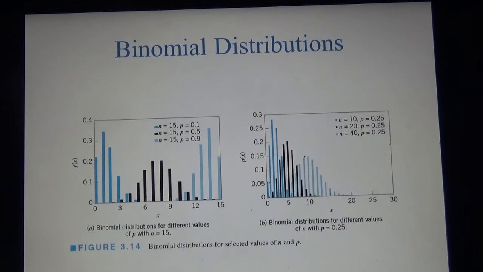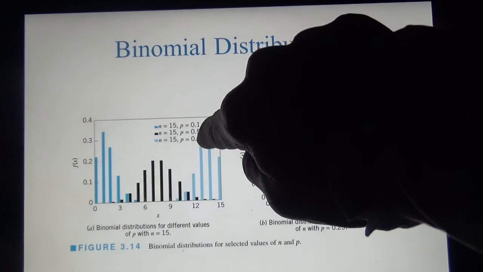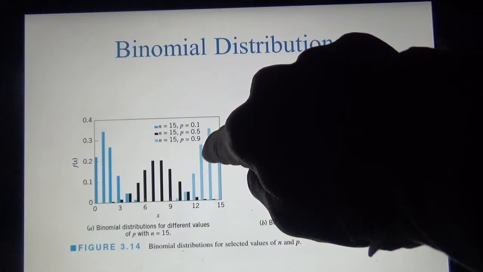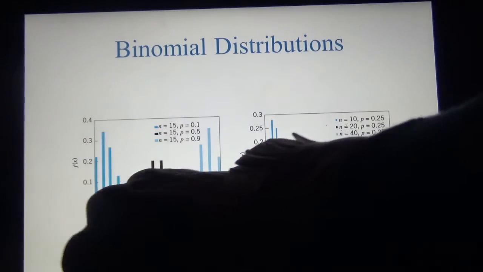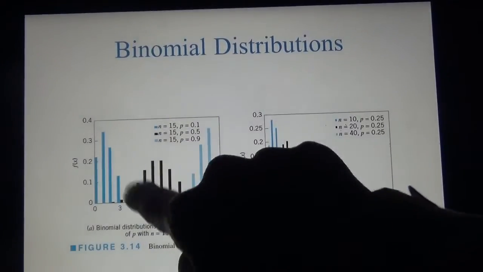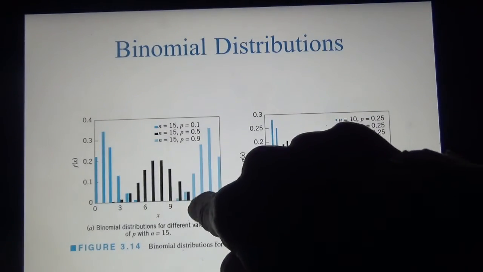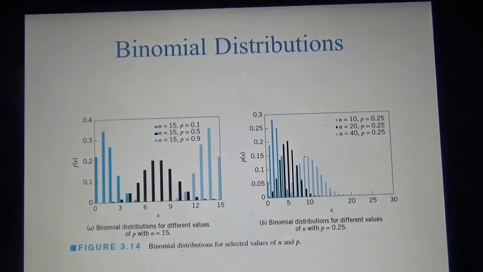The binomial distribution, when n is 15, gives us different p values like p = 0.1, 0.5, and 0.9. So these are the 0.1 p values, the black ones are 0.5, and the light blue ones are 0.9.